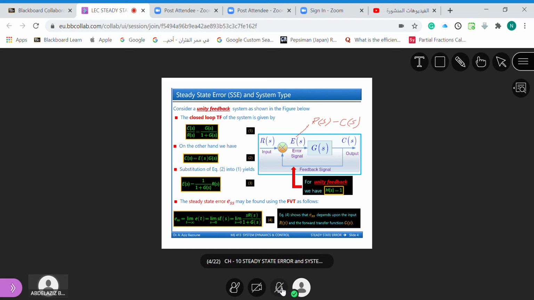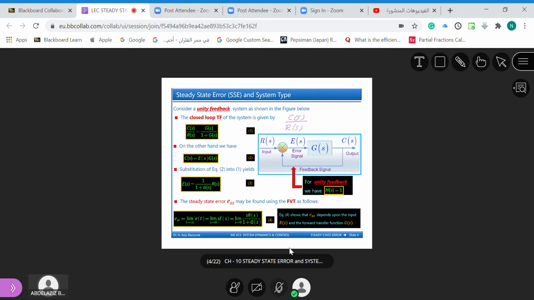H of S, G of S, H of S. In the denominator, G of S H of S. But since now H of S is equal to 1, that's why you will find that we are writing it simply G over 1 plus G of S. Here, in fact, it was the closed loop transfer function, C of S over R of S.